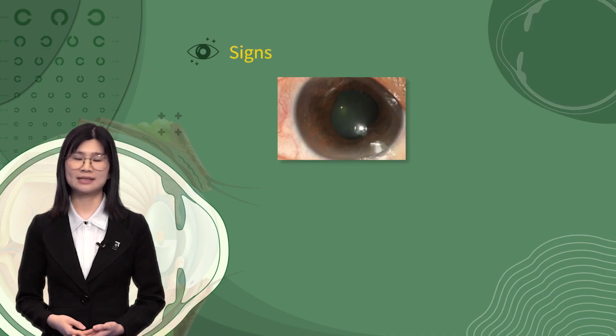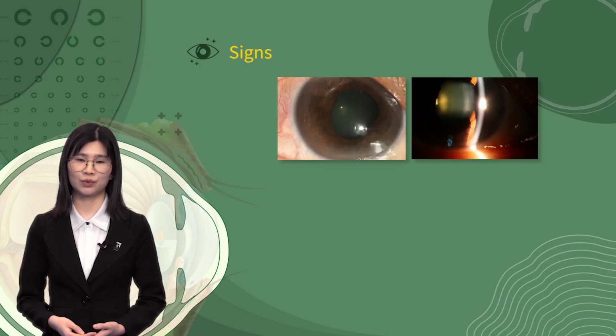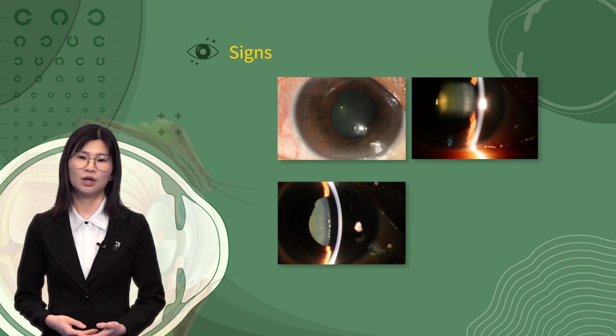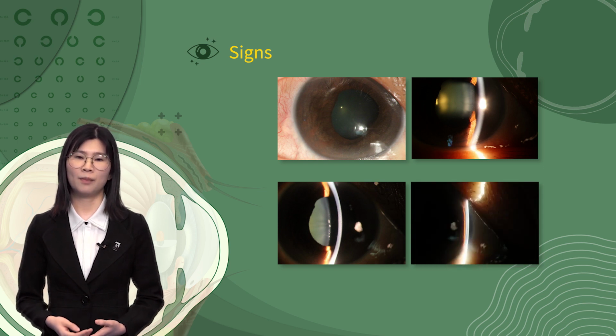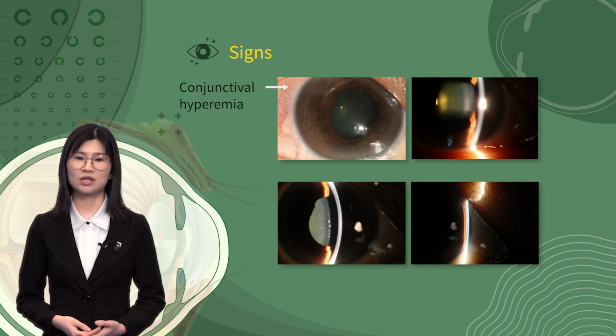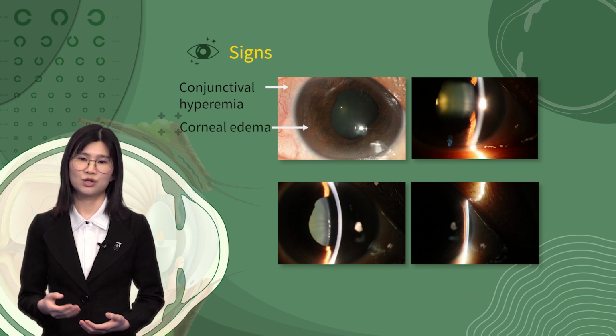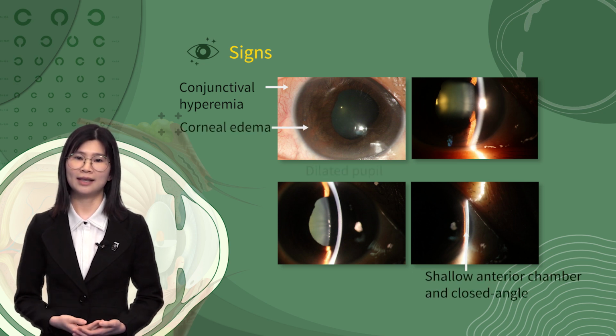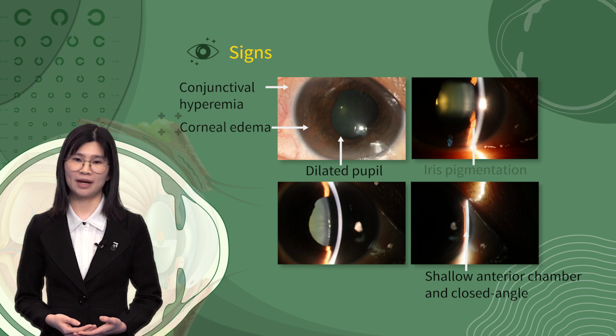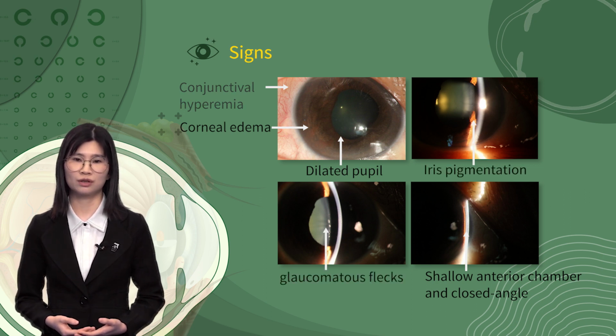In acute angle closure glaucoma, there are some signs that help us make the diagnosis. The normal IOP is less than 21 mmHg, while IOP in a patient will be markedly increased, usually more than 50 mmHg. Slit lamp examination can reveal conjunctival hyperemia, corneal edema, shallow anterior chamber, dilated pupil, and even pigmentation and glaukomflecken on the anterior capsule.